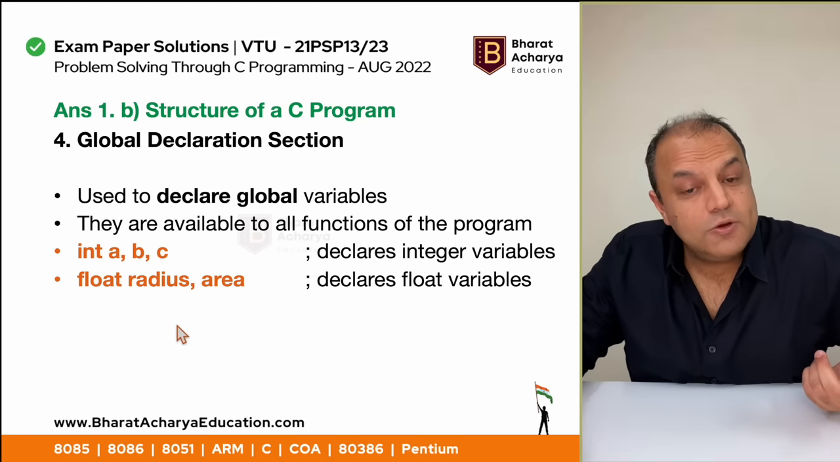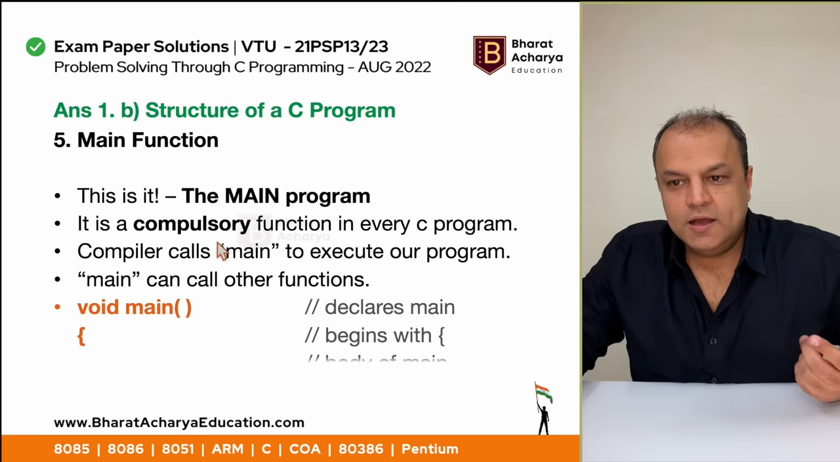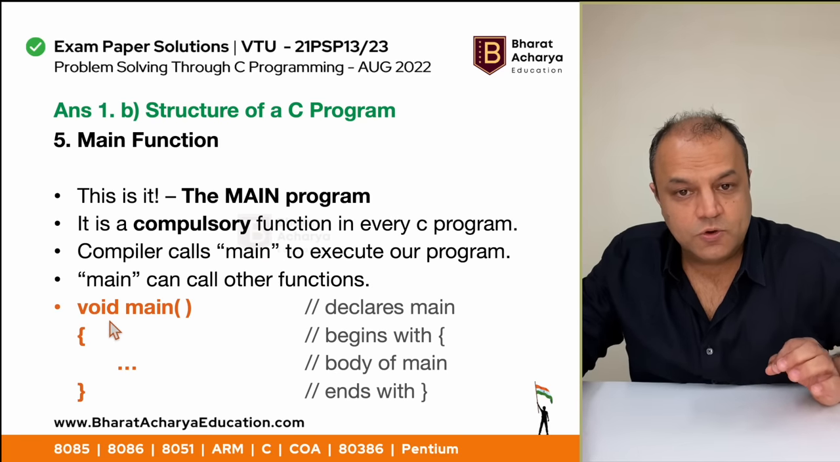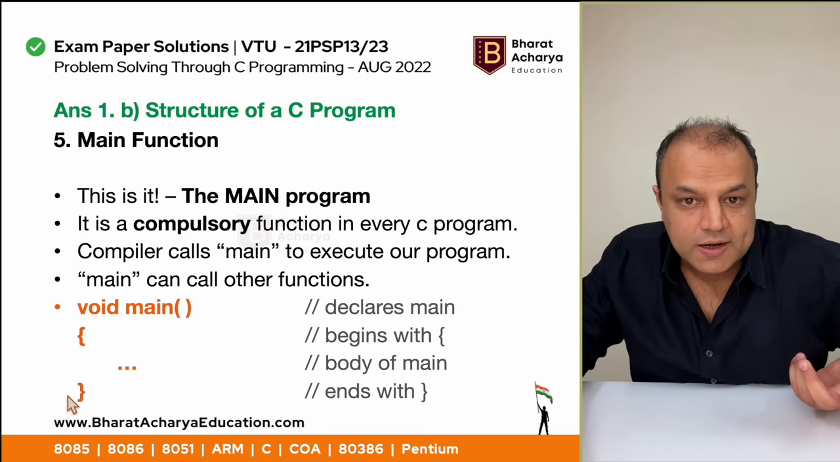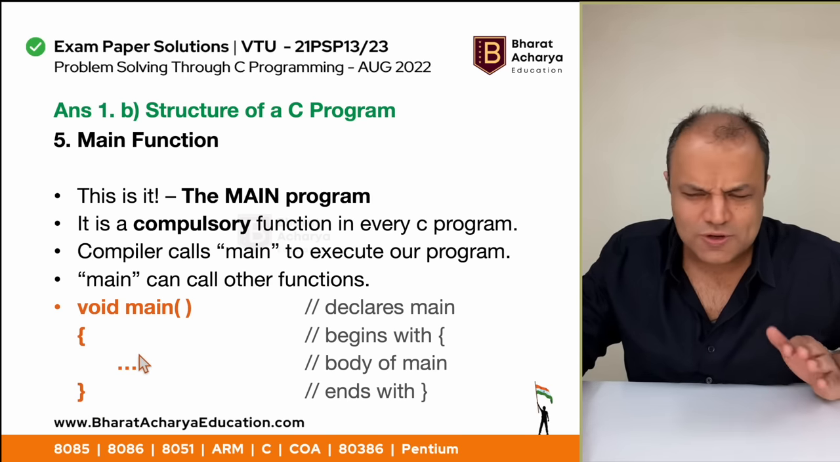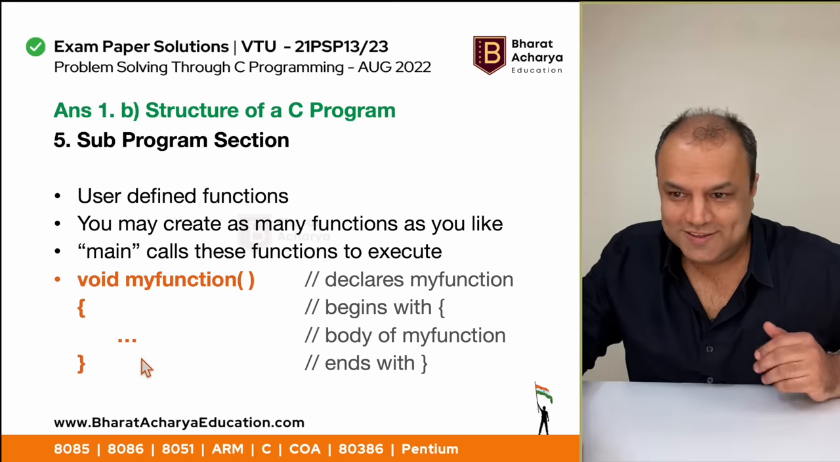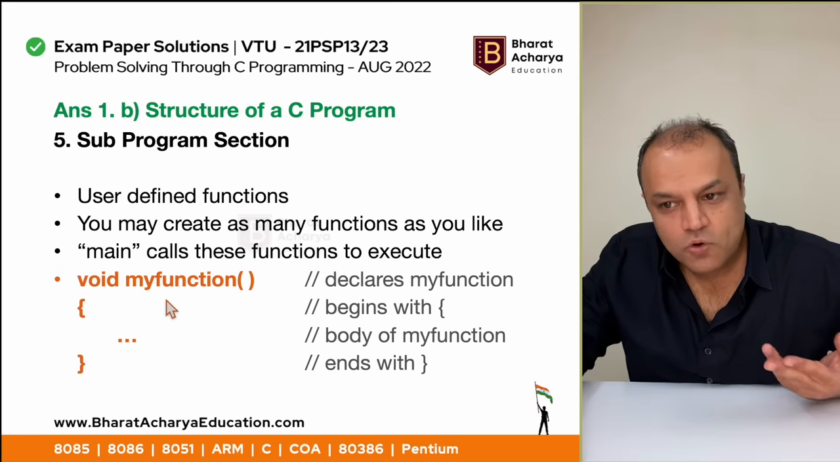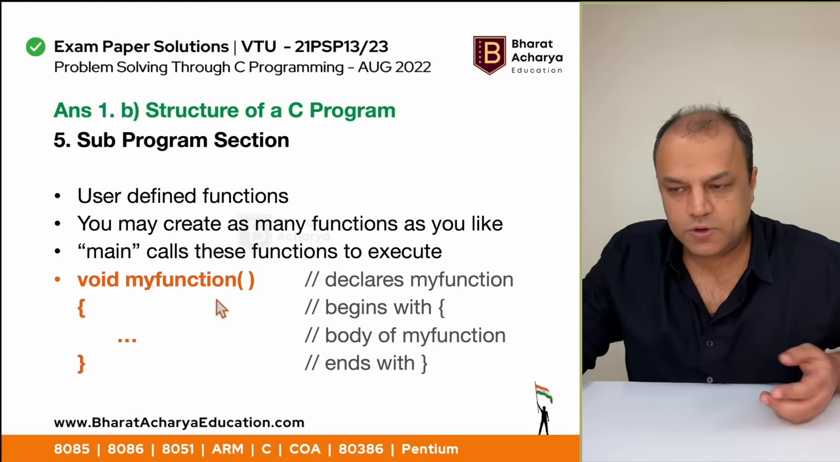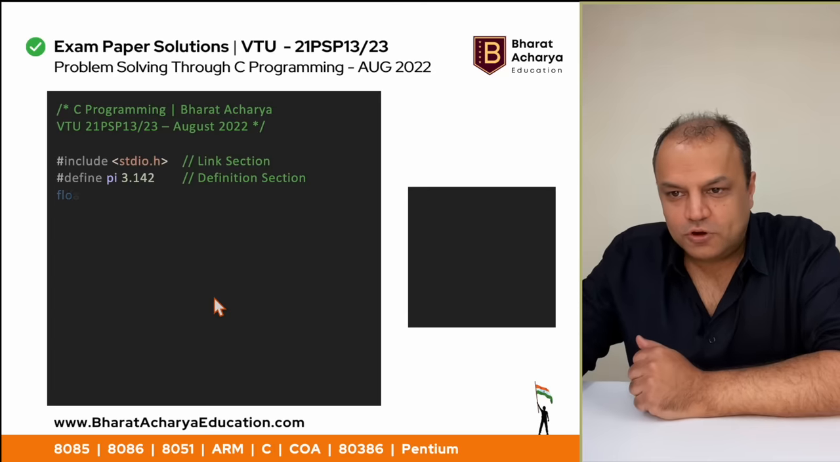Global declarations, where you create your global variables. Main, this is it, the main function. This is how you write the main function. Void, if it's not returning a data type; if it's returning a data type, you write int. Preferably write int, but you can write void also, it doesn't matter. It works. And then you can have your own functions. You can give them any name you want. I've given the name my function. You can call it what you want. All right. These are the parts of your program.